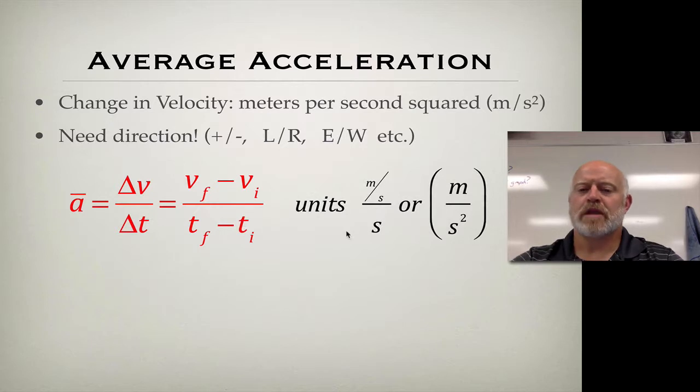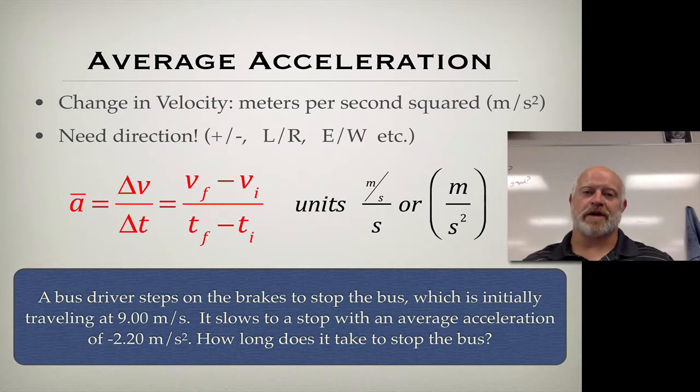Again, our units here: since velocity is meters per second, and we're dividing by time, it ends up being meters per second divided by seconds, or meters per second squared. Okay? So here's our problem to practice that.